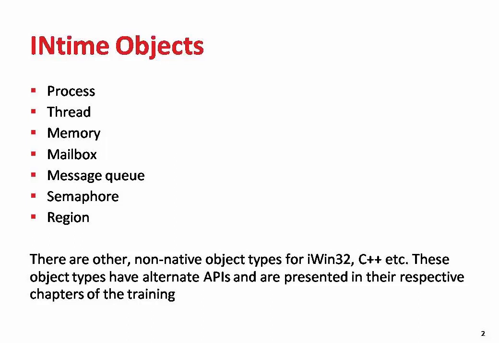A message queue passes data messages between threads. A semaphore is used for synchronization. A region is used to implement mutual exclusion. There are other, non-native object types for iWin32, C++, etc. These object types have alternate APIs.